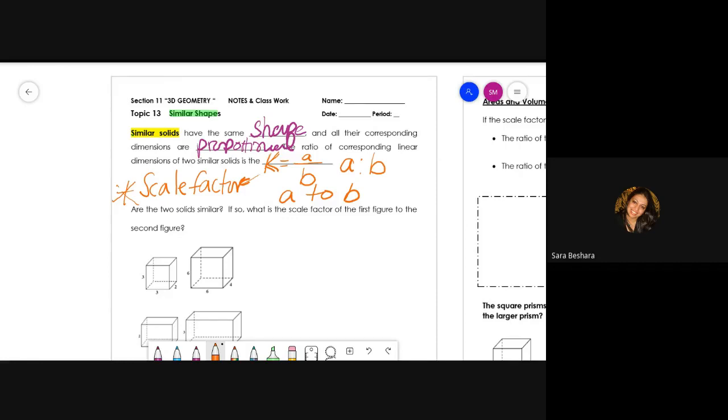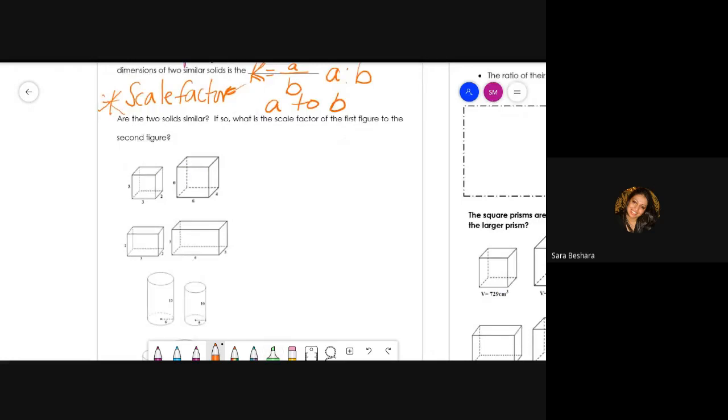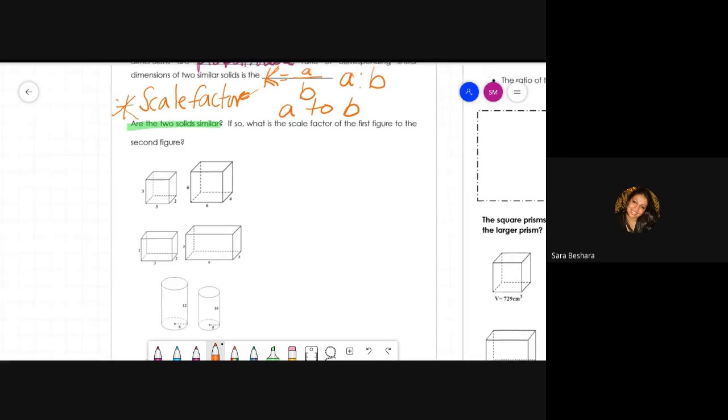So let's go ahead and decide, based on the figures given, are the two solids similar? If so, state the scale factor from the first to the second. Now, how do I know the scale factor? How do I know if the solids are similar?